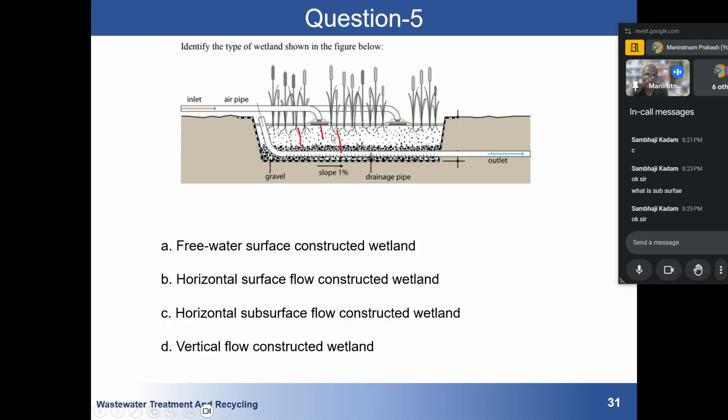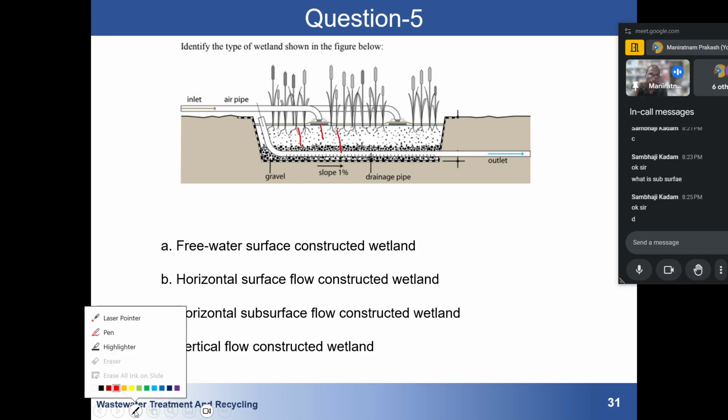Okay, so here the water is coming from here to here. Then there will be some kind of percolation, and you can see there is a 1% slope. So water will flow from here to here. We are always looking into how the wastewater is coming. So the answer will be D.